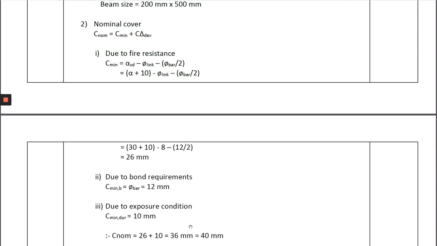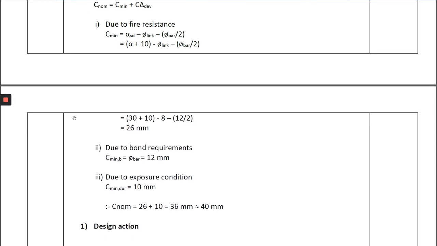Why didn't I use 36 millimeter straight away as my nominal cover? It is quite difficult for the general worker to measure 36 millimeter in order to place or locate the reinforcement for the beam, so for the structure. It is quite easy for us to measure 5 mm, 5 mm, 5 mm. That's why I round up to the nearest biggest 5, which is 40 millimeter.